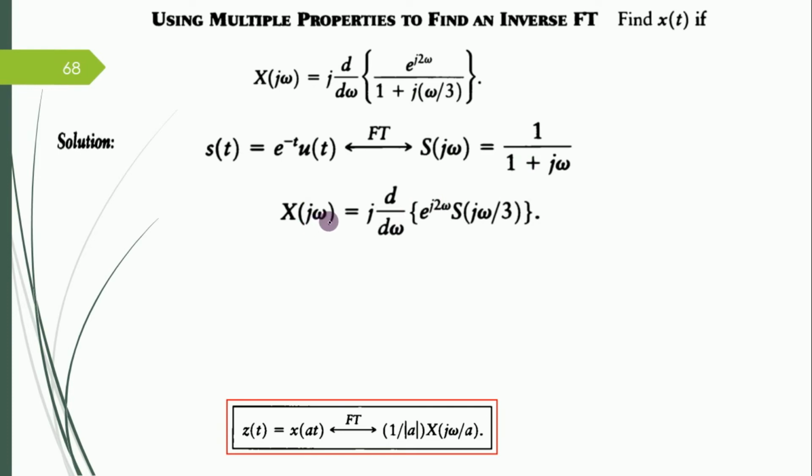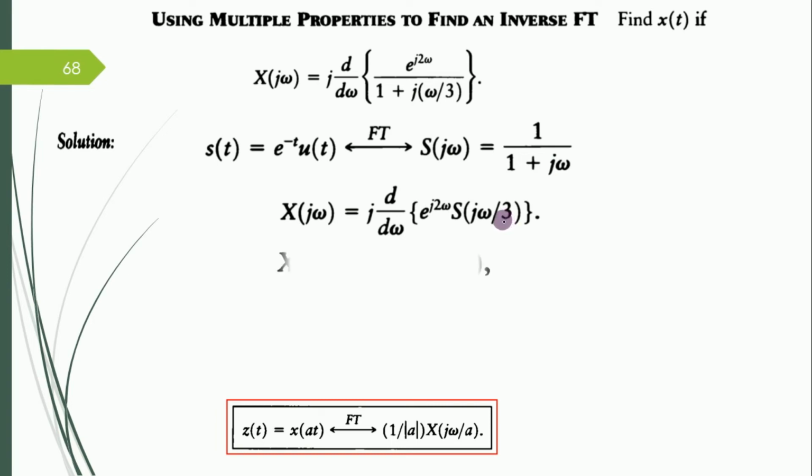X of j omega. This X of j omega can now be written as j d by d omega of e raised to j 2 omega, S of j omega by 3. Omega is replaced by omega by 3.